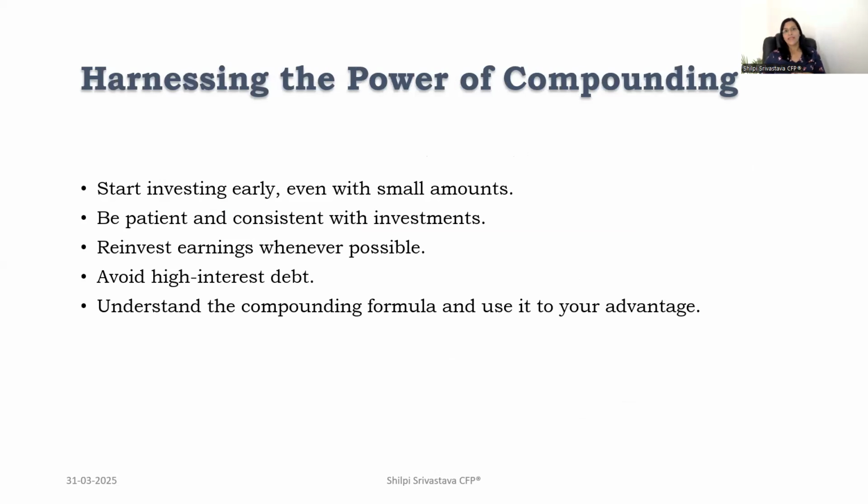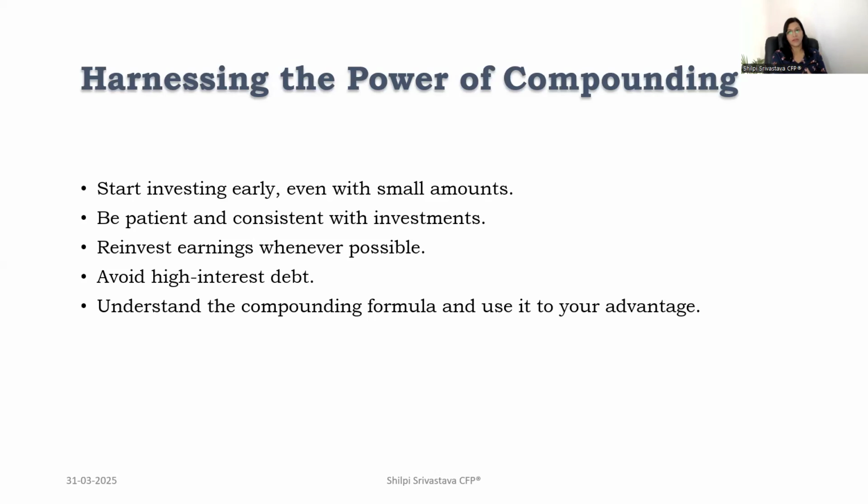So, harnessing the power of compounding: start investing early, even with a small amount. The previous slide shows you better. Be patient and consistent with investment. If markets are coming down or going up, irrespective of that, stay invested, stay calm, stay patient and consistent. You are definitely going to get a better return. Markets have also shown that if someone has followed the 7 year cycle, you invested today and remain invested for 7 years, your return will always be positive.